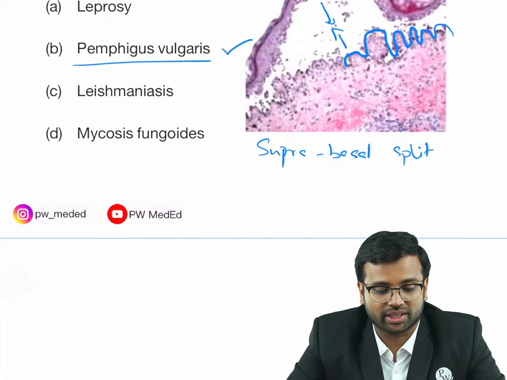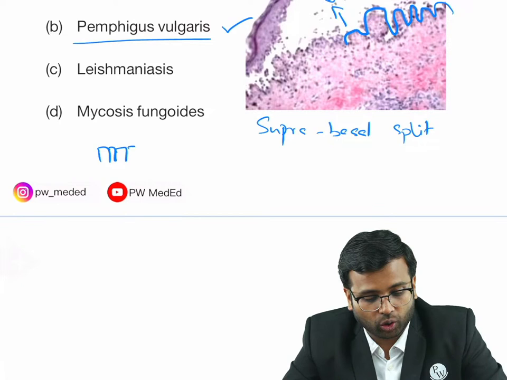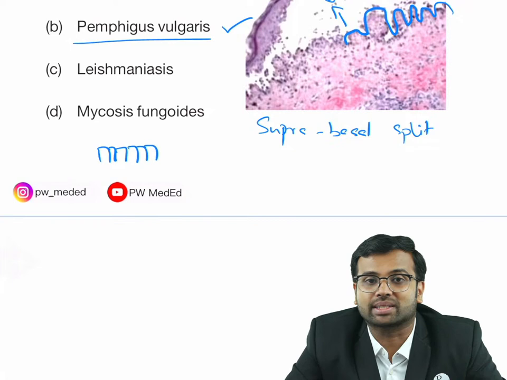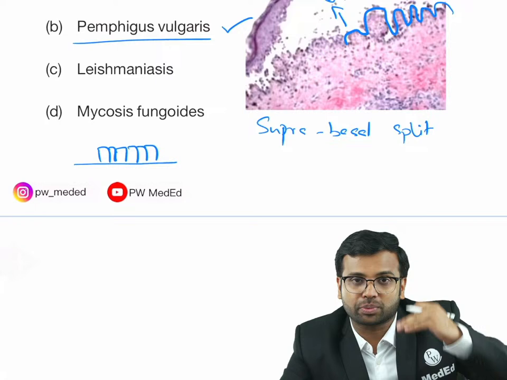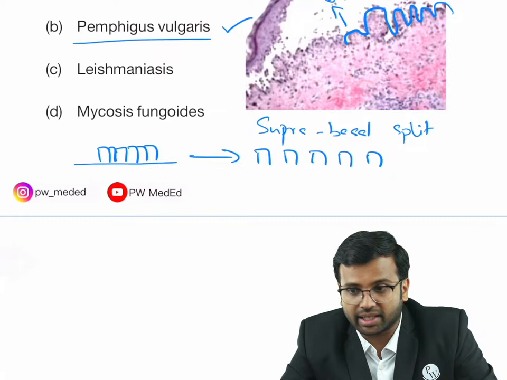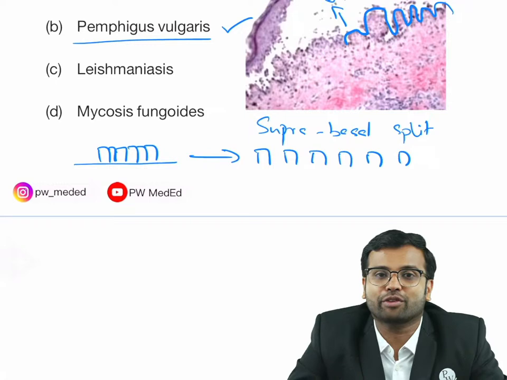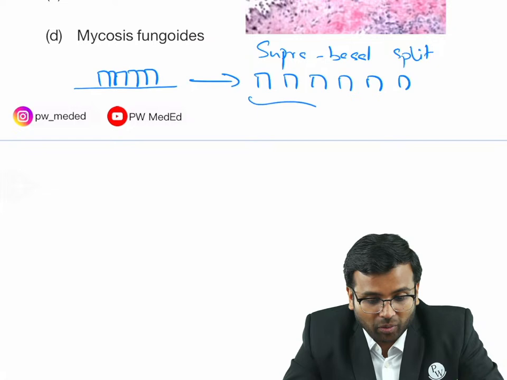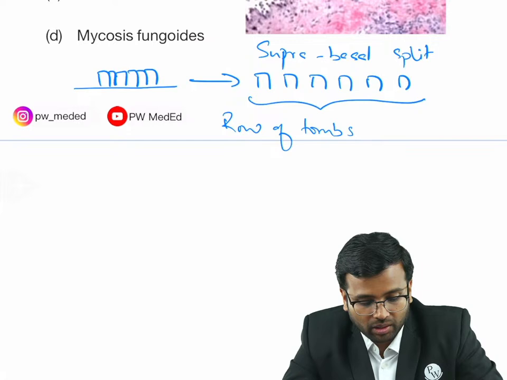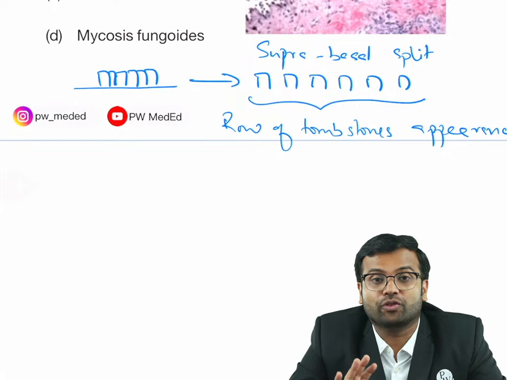Now what is happening here to the stratum basale in the histopathology? Like, you know that there are columnar basal cells. Isn't it? There are columnar basal cells, basal keratinocytes in the stratum basale. Now, whenever there is a split just above the stratum basale, what happens is that these cells get separated from one another. Now, these kind of cells which are getting separated from one another, what do you compare it to? When the basal keratinocytes get separated, and then they are away from one another, what is it compared to? Yes, these are compared to a row of tombstones appearance. Like the graveyard, isn't it? Row of tombstones appearance that you see in pemphigus vulgaris. So this is a very typical histopathological feature of pemphigus vulgaris, where you can see a row of tombstones.